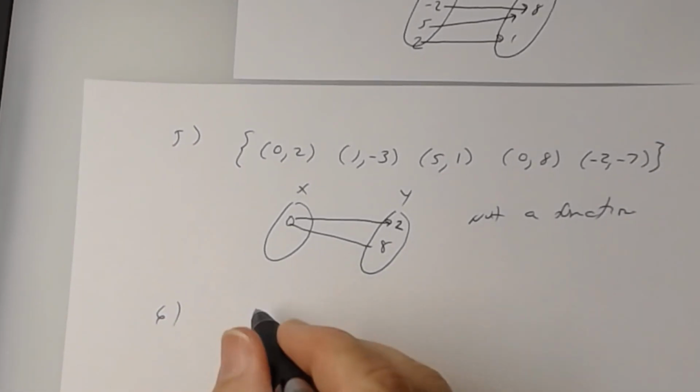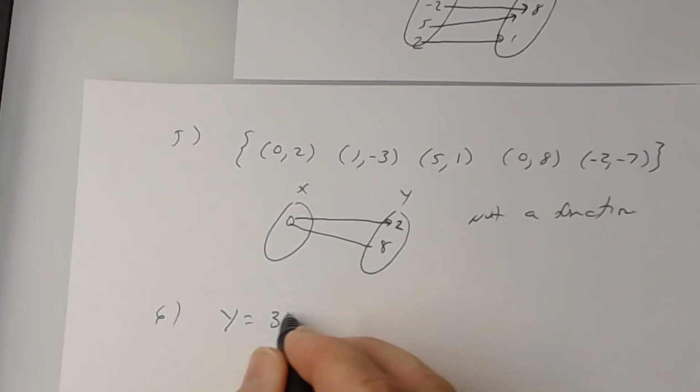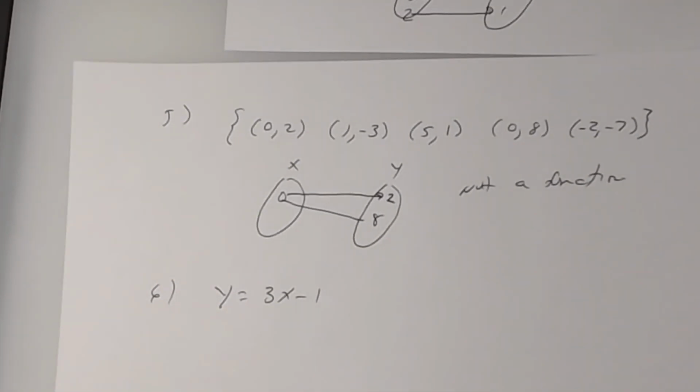Number 6. y equals 3x minus 1. Is that a function? Now you have enough information for what we're about to do with the few problems that we have left, to be able to, in your mind, remember what the graph looks like. What kind of relation is this? It's linear. So we said that all the linear relations were functions except which one? The one that gave you what kind of graph? Vertical.